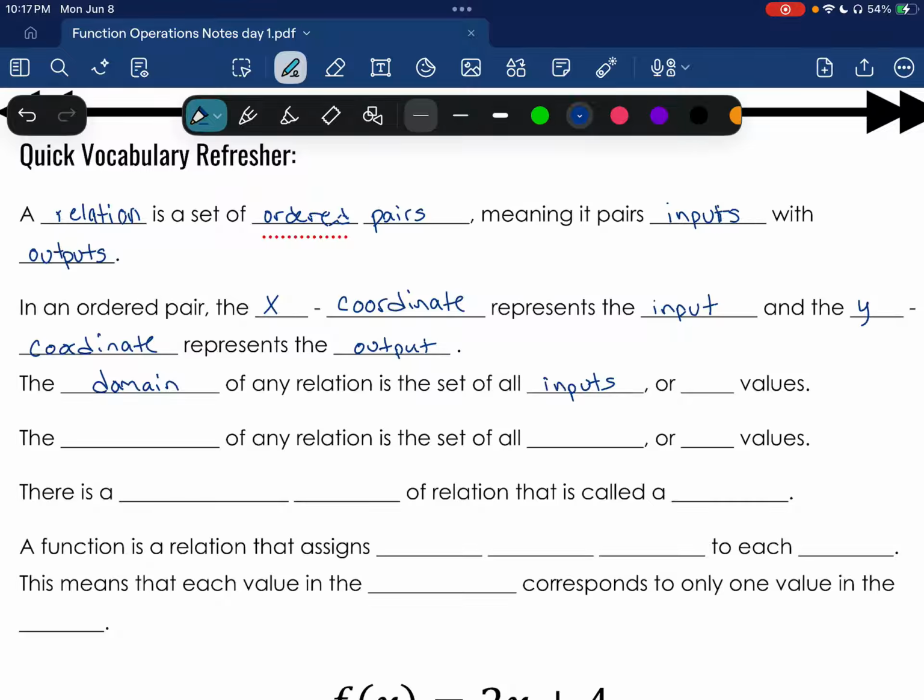Now there's a special type of relation called a function. We love functions here in algebra. A function is a relation that assigns exactly one output at each input. So this means that each value in the domain corresponds to only one value in the range. Each x has only one y.